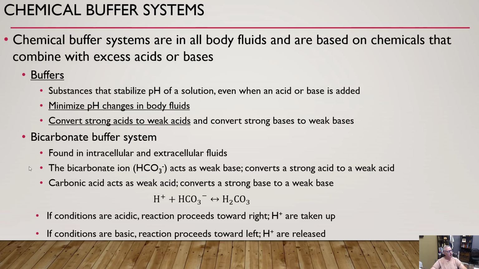Remember that strong acids, and I'll abbreviate strong acids as SAs, and strong bases as SBs. So strong acids are going to ionize to release a lot of hydrogen ions. And in the presence of a buffer, we're going to convert those strong acids to weak acids so that we can minimize the release of hydrogen ions so that we can keep our pH in normal range.